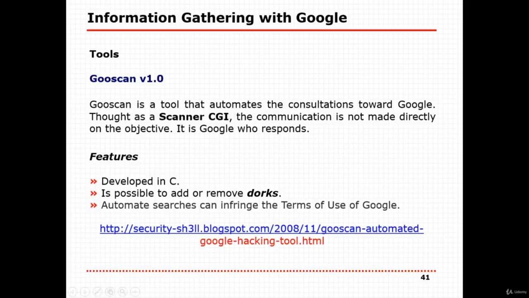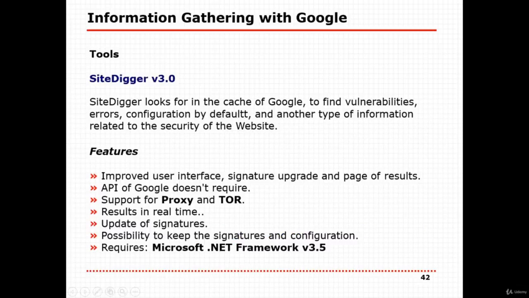Alright, so go to the below website, download this, and you can scan code automatically and securely. Alright, so we'll scan for whatever information you want through keywords. This is the same as the site exploit-db. So SiteDigger is another tool. SiteDigger looks for and caches webs on Google to find vulnerabilities, errors, default configurations, and other types of information related to the security of the website.